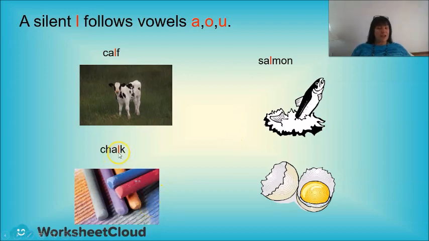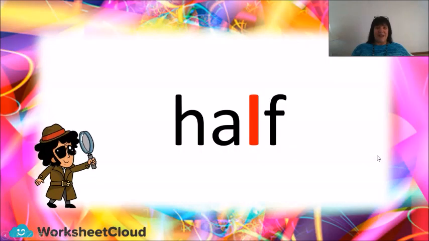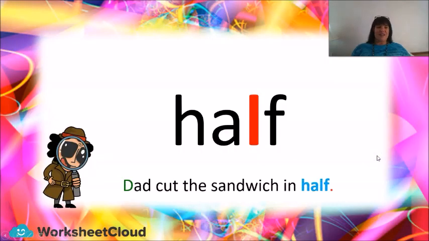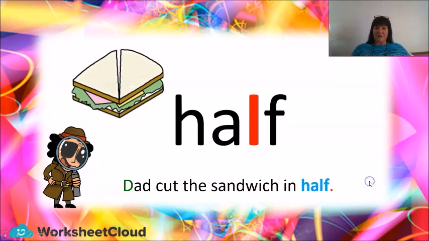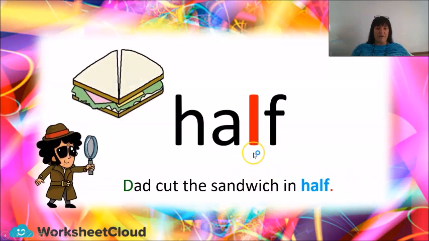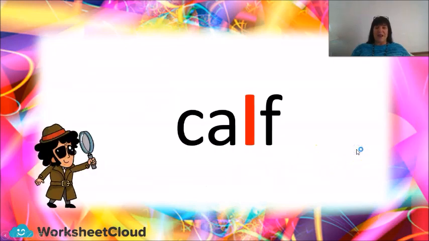Chalk has also got a silent L. And the last one we're looking at here is yolk, the yolk of an egg. It's got a silent L in it as well. Half has got a silent L in. Dad cut the sandwich in half. There we go, there's the sandwich. It's cut in half with a silent L.